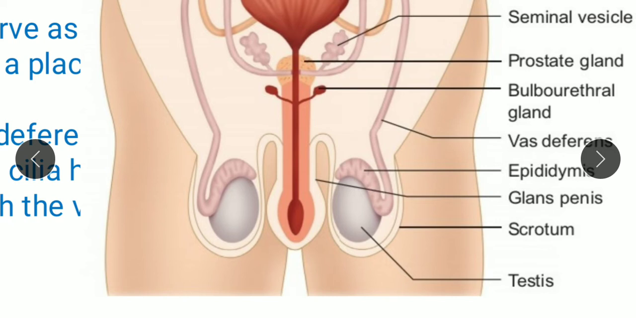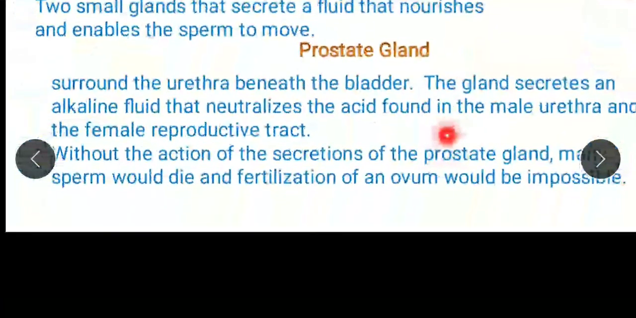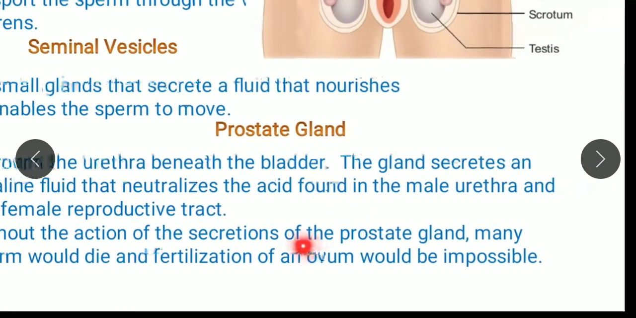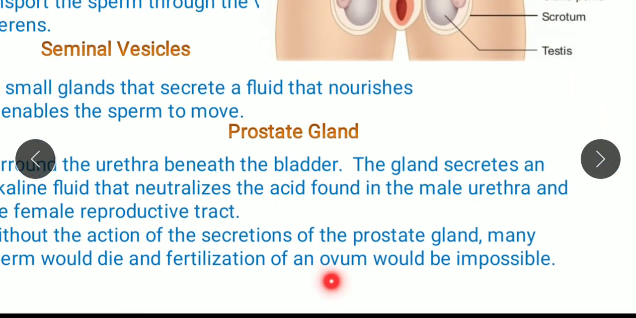During this situation, the female reproductive tract is neutralized. This helps the sperm survive in the female body and be ready for fertilization. Without the secretions of the prostate gland, the sperm will die and fertilization of an ovum would be impossible.